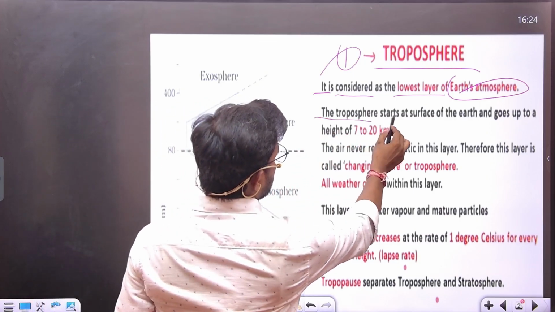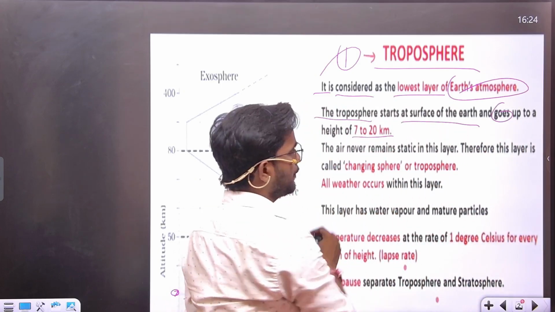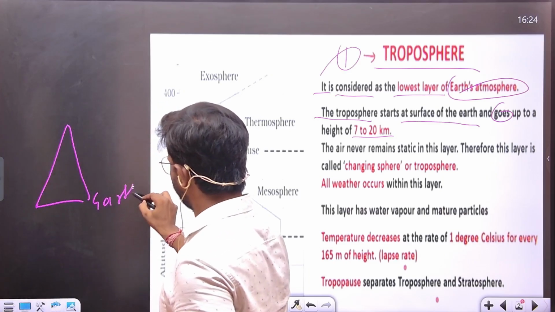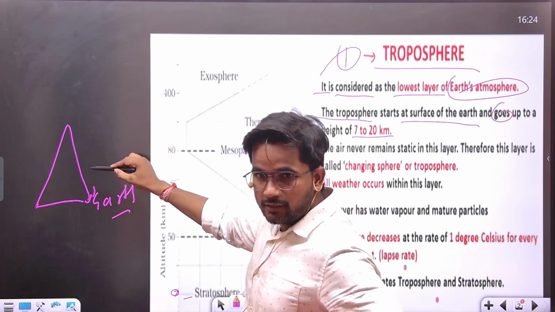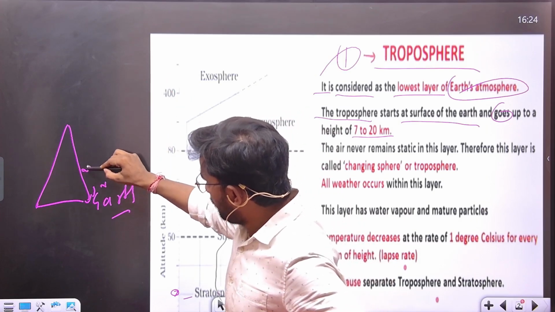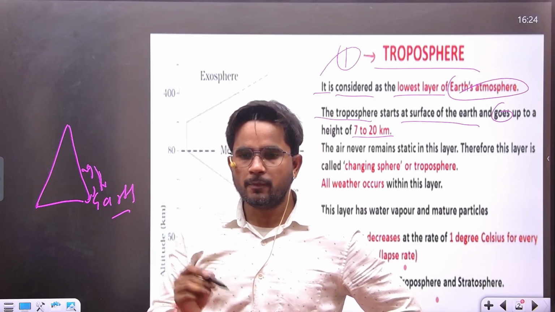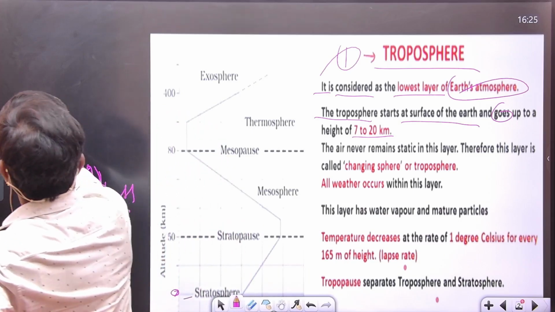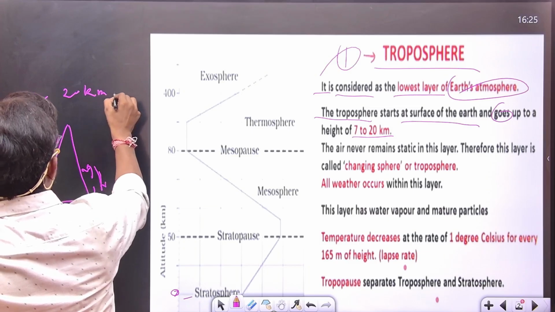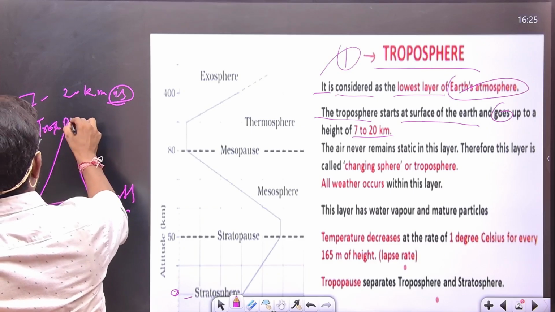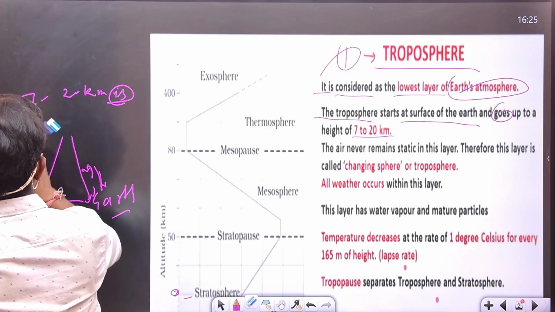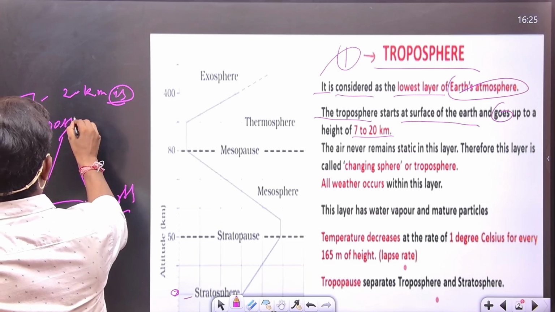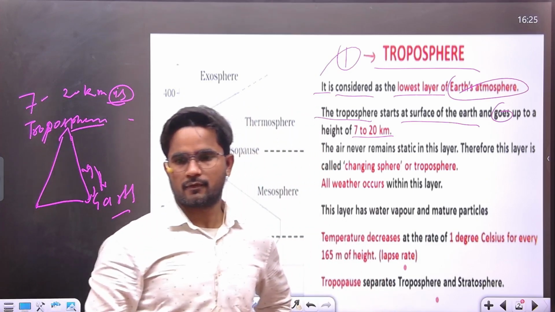The troposphere starts at the surface of the Earth and goes up to 7 to 20 kilometers. If you go from the Earth up into the sky, 7 to 20 kilometers is the troposphere. Understand point?